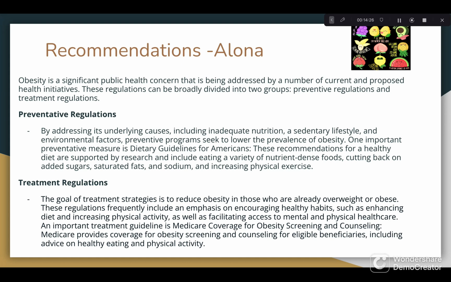Obesity is a significant public health concern that is being addressed by a number of current and proposed health initiatives. These regulations can be broadly divided into two groups: preventative regulations and treatment regulations. For preventative regulations, we can start by addressing its underlying causes, including inadequate nutrition, sedentary lifestyle, and environmental factors. Also, preventative programs that seek to lower the prevalence of obesity.